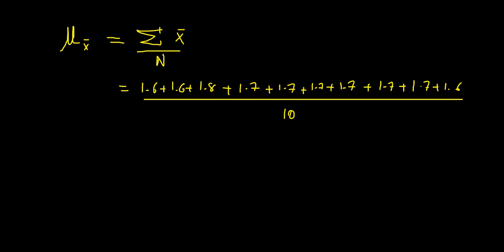So when we add on top and then divide by 10, we are going to get 1.68. So this is a mean of the means, which we can round off, and that will be 1.7, right? So that is it.